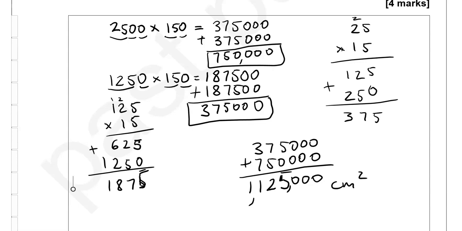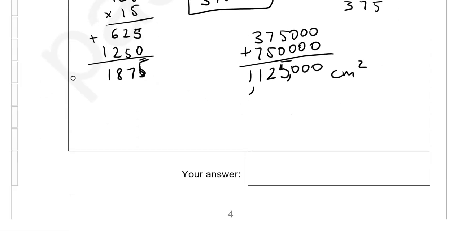1,125,000 centimeters squared. And as we said, one tile is equal to just 1 centimeter squared, has an area of 1 centimeter squared. So there must be 1,125,000 small tiles. So yes, she is correct.